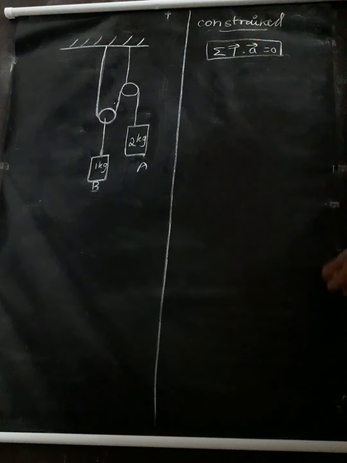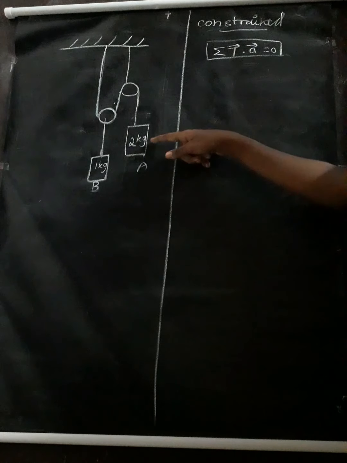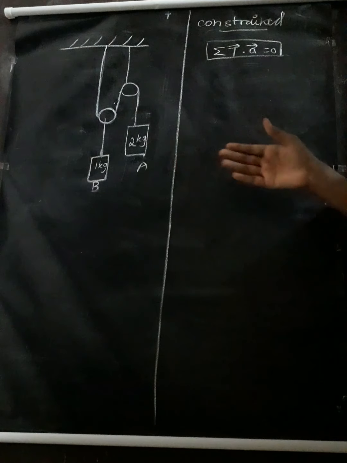Constrained motion means that an object is restricted to move in a direction, because this object can move only either upwards or downwards. It cannot move left or back, so it is called a constrained motion.